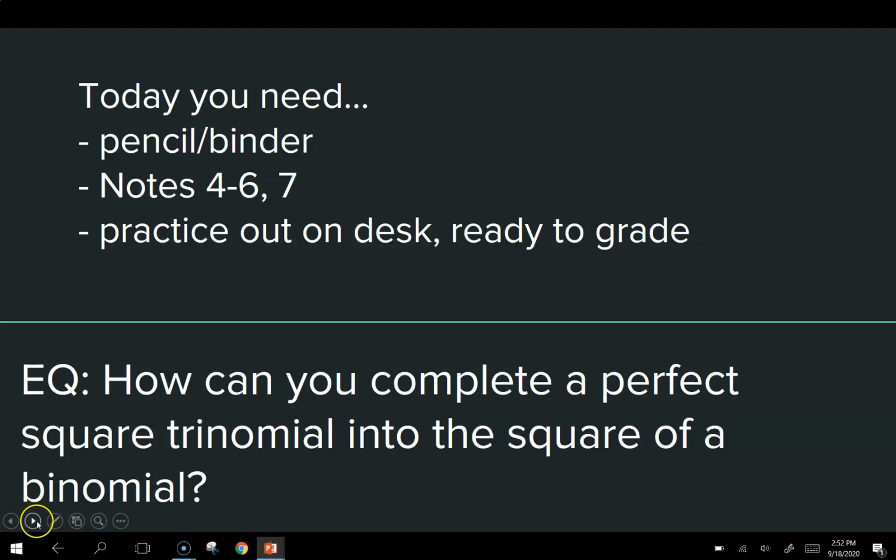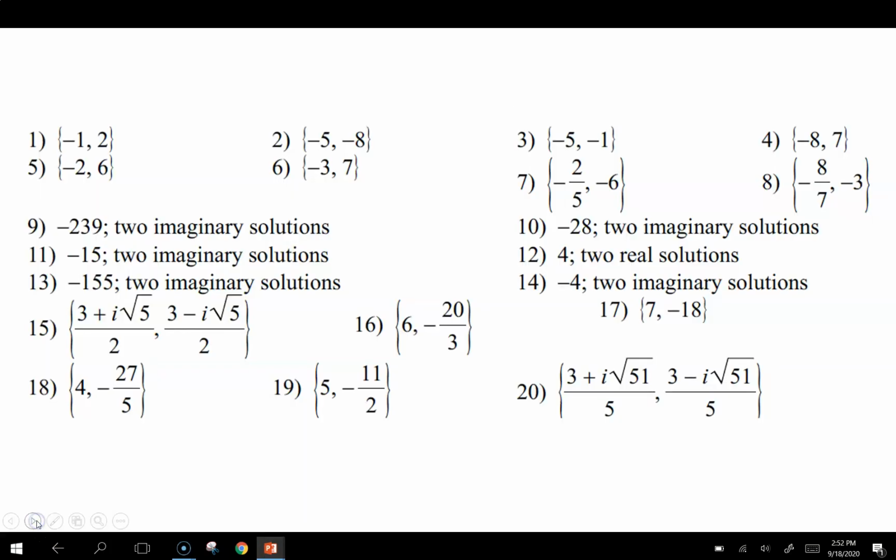Okay, so first let's check our homework. Here are the answers 1 through 20. We're going to do the rest of those today, so make sure you keep that sheet out. So check your answers with mine. If you have any questions about any of these, you can send me a message and I can go over any of them with you. So pause.